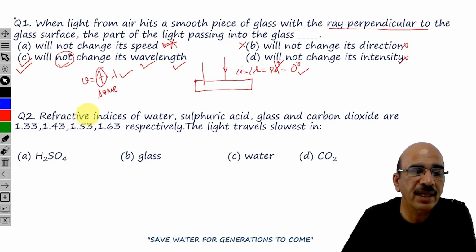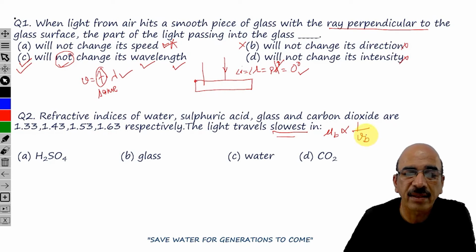Now second question: the refractive indices of water, sulfuric acid, glass and carbon dioxide are 1.33, 1.43, 1.53, 1.63 respectively. In which does the light travel slowest? सबसे कम किस में चलेगी? If you try to recall, we have discussed that the refractive index of a medium B is inversely proportional to the speed of light in that medium, or we can say that VB is inversely proportional to the refractive index of that medium. So the higher the refractive index, the slower the speed of light in it.